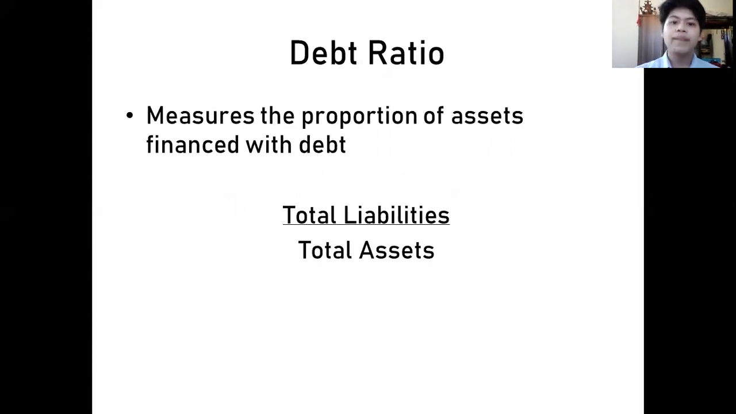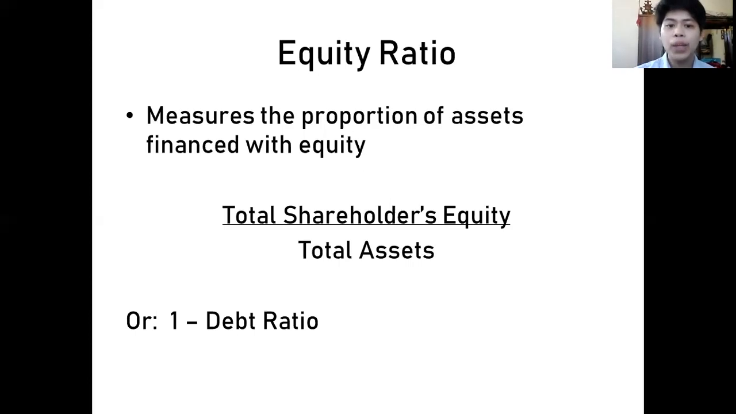Okay, so let's start. Debt ratio. It measures the proportion of assets financed with debt. So the formula here will be total liabilities divided by total assets. Equity ratio. It measures the proportion of assets financed with equity. So yung formula naman natin, total shareholders' equity divided by total assets or 1 minus debt ratio.